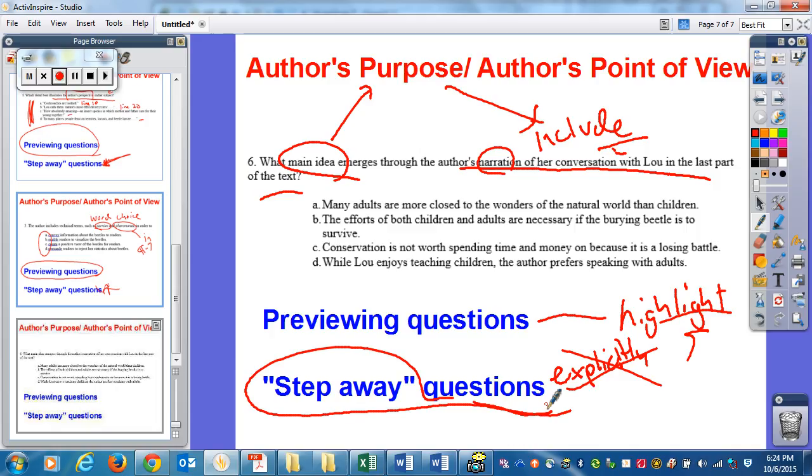So those are the types of things that you will face in reading comprehension tests with regard to author's purpose and author's point of view. And that's why the benefit of previewing questions is very important, and why step away questions matter too. The answers aren't directly in the text. Sometimes you have to read the entire thing, step away and go, well, what was the overall message of this? What was the author's overall purpose? So it pays off to preview your questions, and it pays off to step away sometimes rather than looking for specific answers.